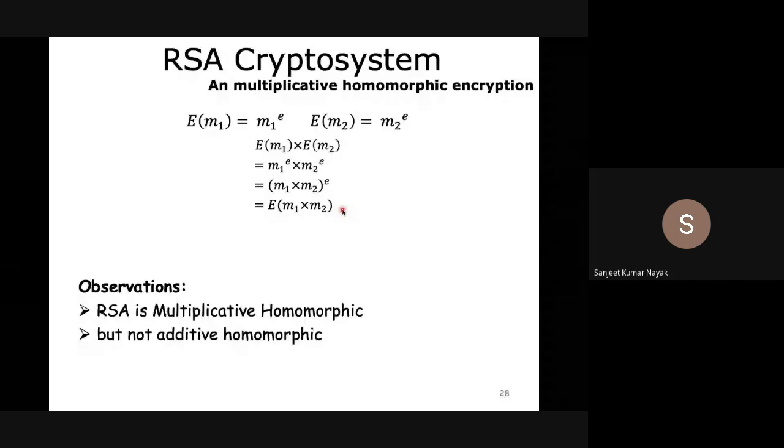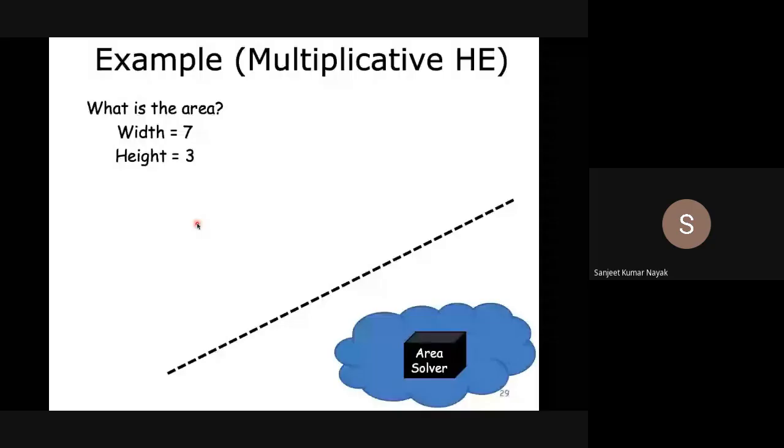So if I tell you an example, suppose I want to find the area of this rectangle. I don't have enough computation power to do it, so I am outsourcing it. To whom? To the cloud. In the cloud I have an area solver. What is the job of this area solver? Its job is to multiply both. The data that is coming to me, I need to multiply them.